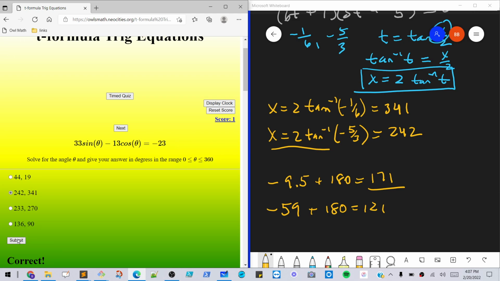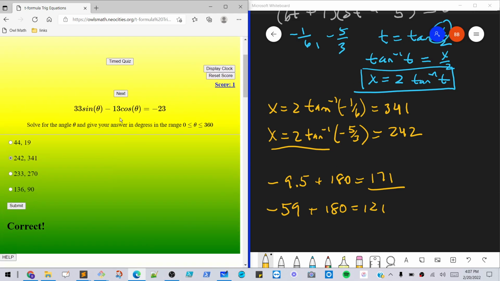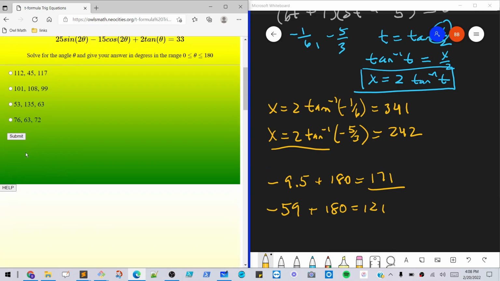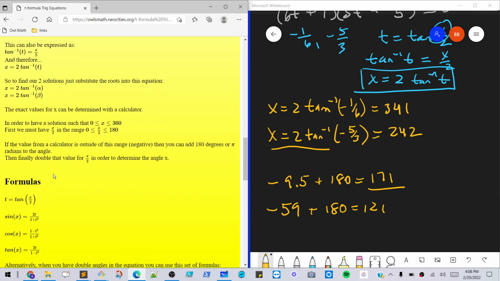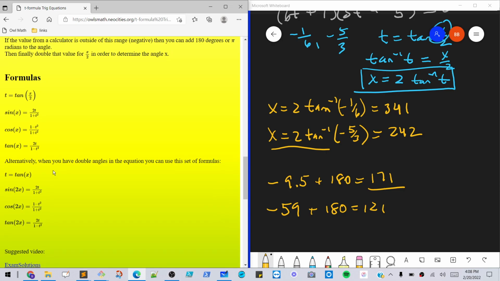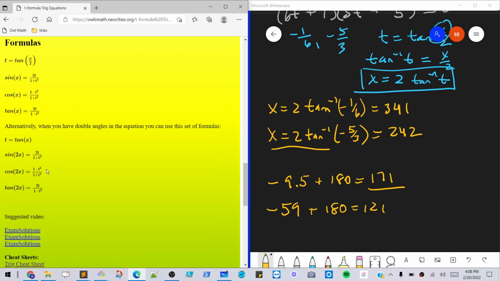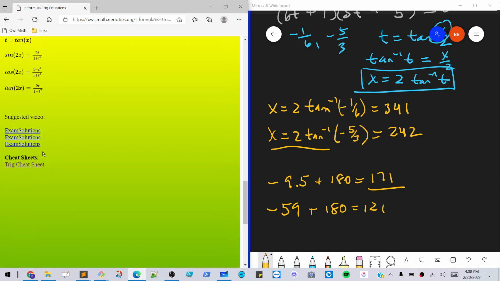That's correct. So I just want to show that I have this quiz. There's a bunch of problems in here. Some of them are with secant, same technique, but using secant and tangent. There's some like this that have double angles in them, so it's a little different, but I have some instructions on how to handle that in the help, and those formulas here that you can use.